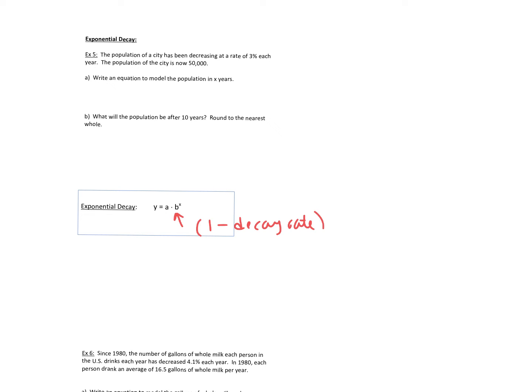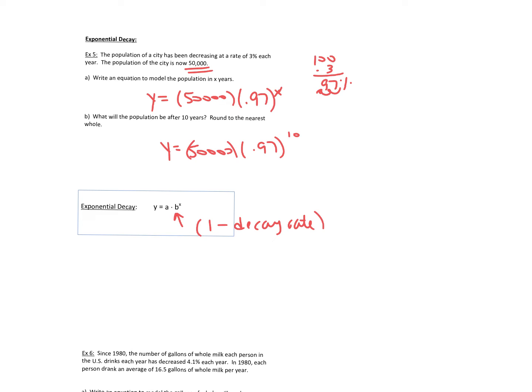So in example 5, it says the population of a city has been decreasing at a rate of 3% each year. The population of the city is now 50,000. So 50,000 is your A. So Y equals 50,000 times, and it's going to be 100%, if you find it easier to subtract the percentages first and then convert that to a decimal, that usually works, 0.97 to the x power. Okay, we want to know what's the population after 10 years. So 50,000 times 0.97 to the 10th power, that's going to be 36,871 people, approximately, to the nearest whole.